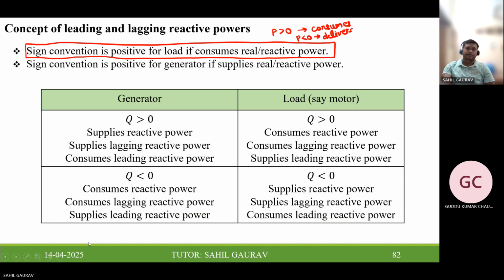Then you can correlate with generator. For load you can say motor. So sign convention is positive because the characteristic of load is that it consumes something. So if it's consuming reactive power, then convention is positive, and for generator it's positive when it supplies reactive power.